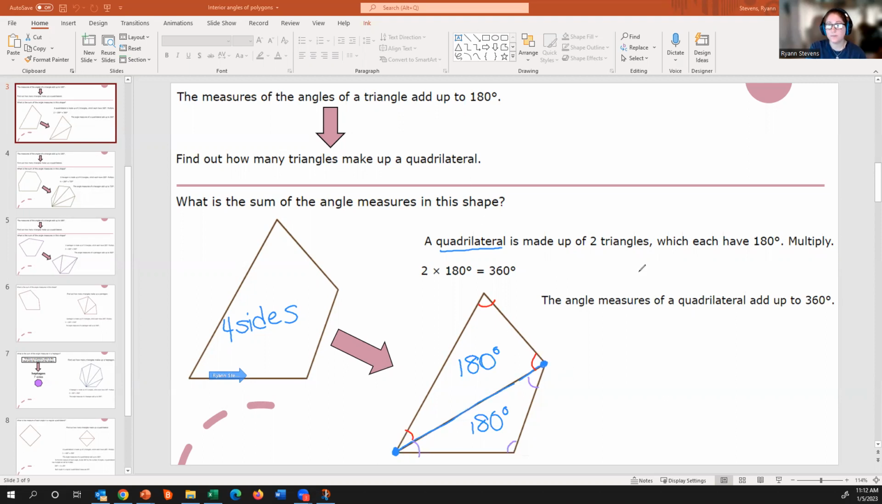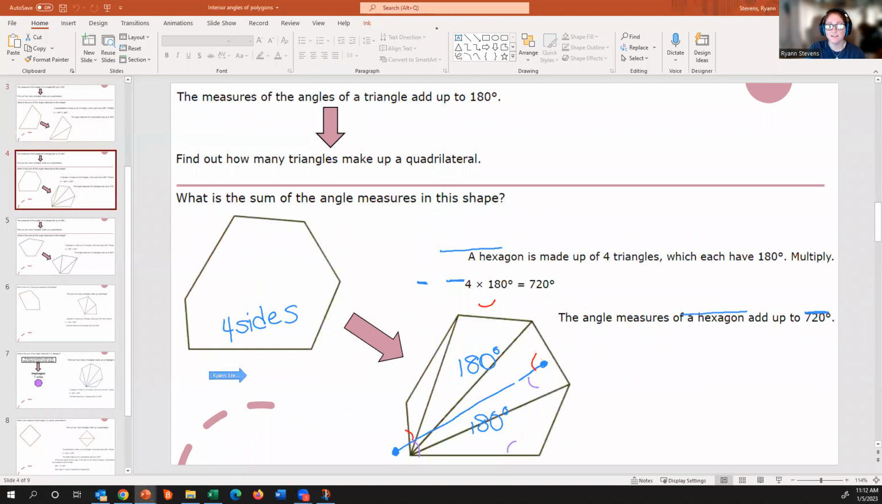So after we've determined this, we can say that since there's 2 triangles, we can multiply that by 180, and then we learn that this quadrilateral, all of the angles will add up to be 360 degrees.